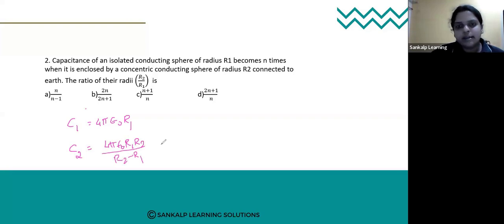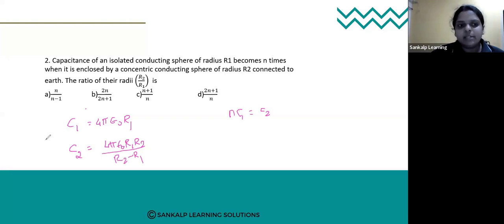Here in the question, they have specified that the capacitance of the conducting sphere becomes n times when it is enclosed by the concentric conducting sphere. So therefore we can write it as n of C1 is equal to C2.